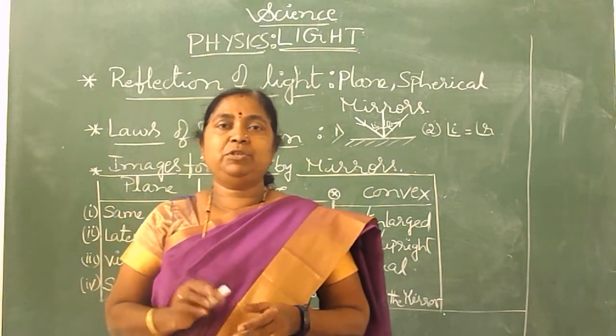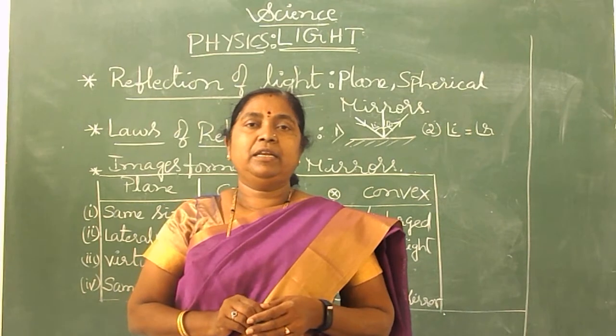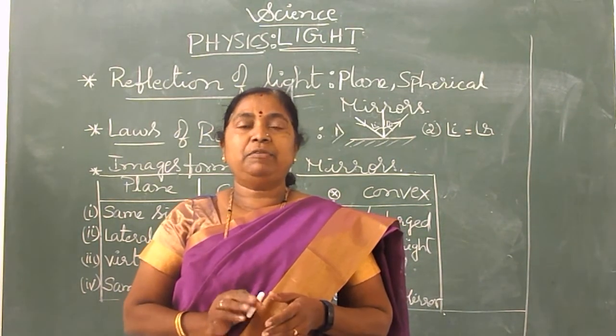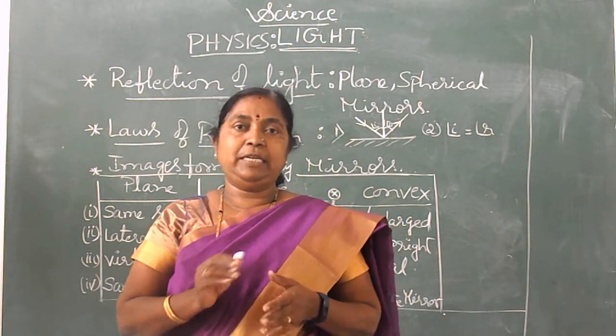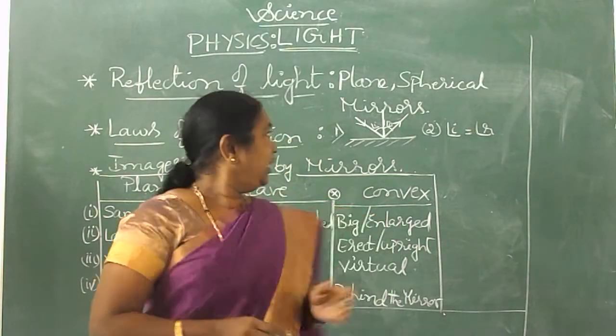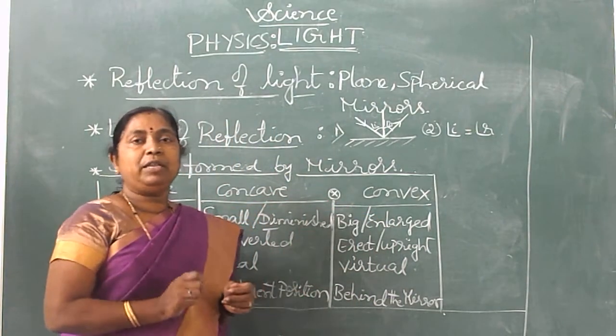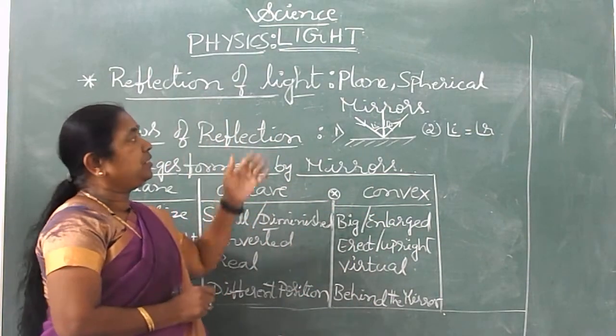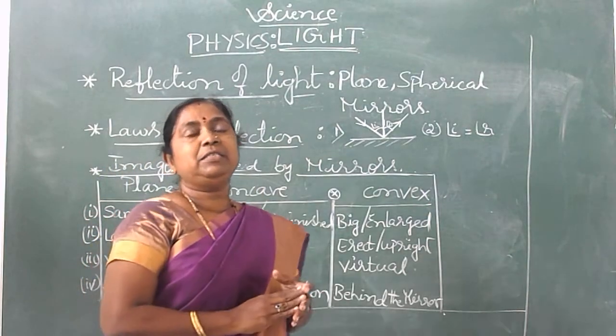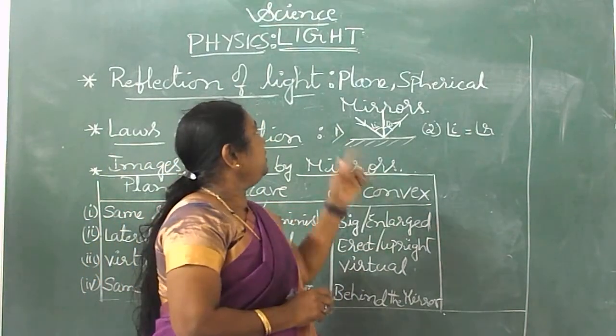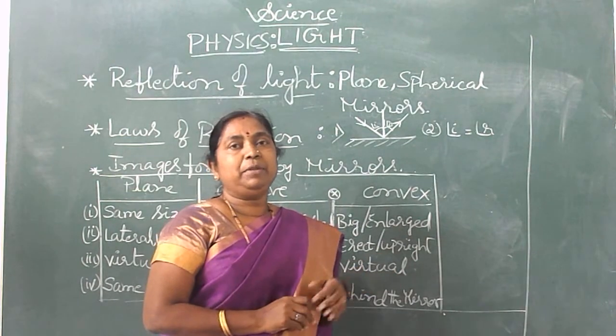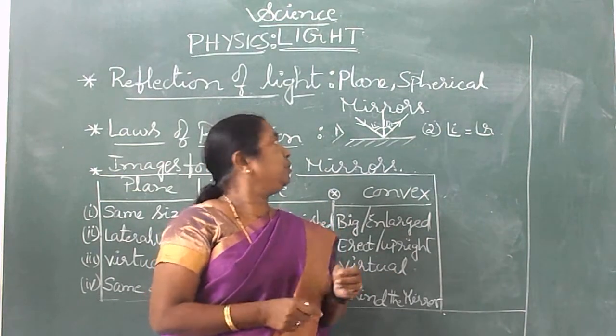Yesterday you observed what is meant by light, what is meant by the reflection of light, and how it takes place. Today, recalling yesterday's lesson, the reflection of light generally takes place on regular surfaces, that is, the plane mirror and the spherical mirrors, depending upon the surfaces.